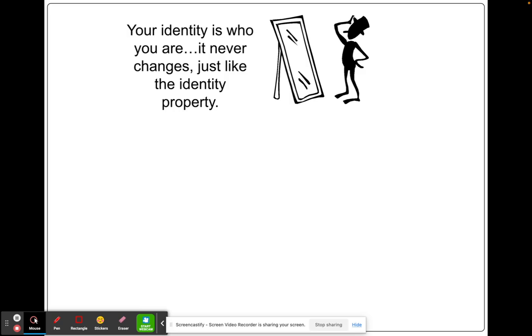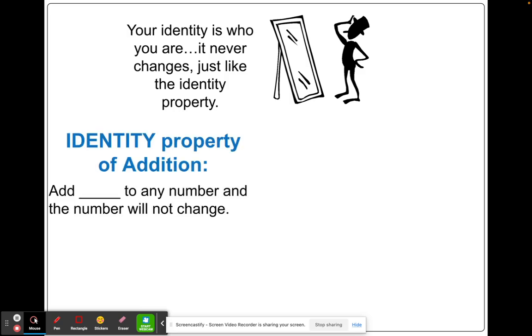Identity property. When you think of your identity, you can think of who you are. It never changes, just like the identity property. The identity property of addition says if you add 0 to any number, the number will not change. So 3 plus 0, you will always get 3. That's different than the zero property of multiplication. The zero property of multiplication says whatever you multiply by 0 will give you 0. This is different. Identity property of addition, you start with 3, you end with 3. Your number did not change.